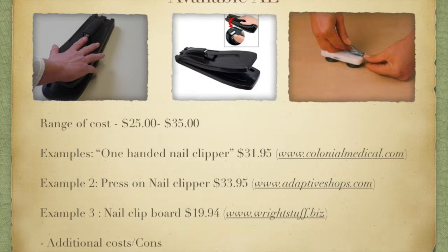Additional costs and cons of the devices: you have to consider shipping. Most of these objects you have to purchase online. That could cost another additional $5 to $7. The first 2 are very bulky and require batteries, so those are extra costs and factors to consider.